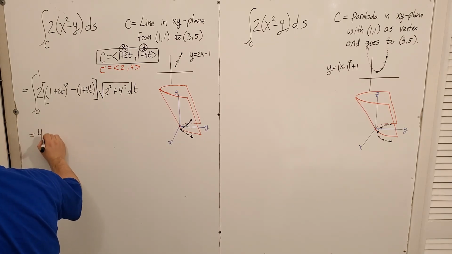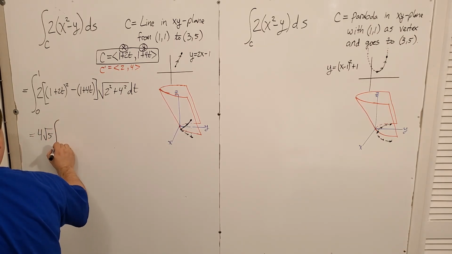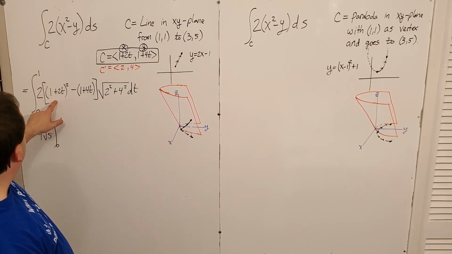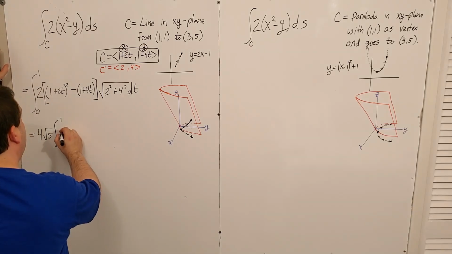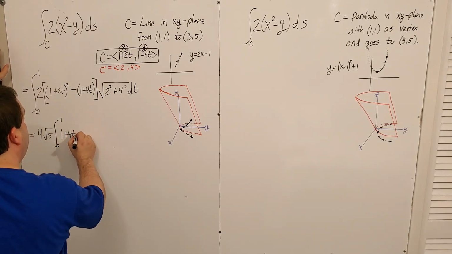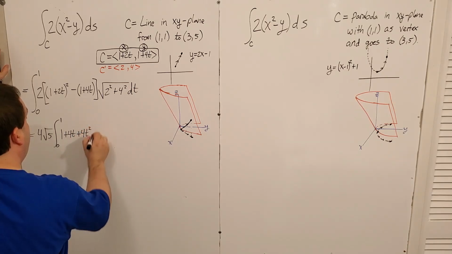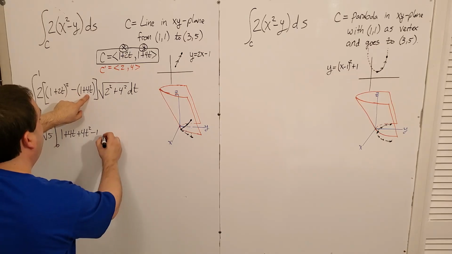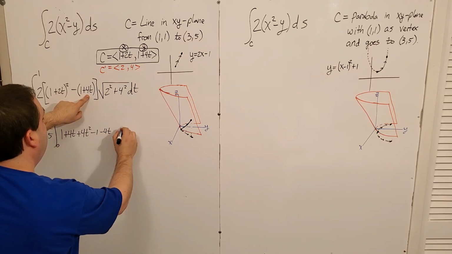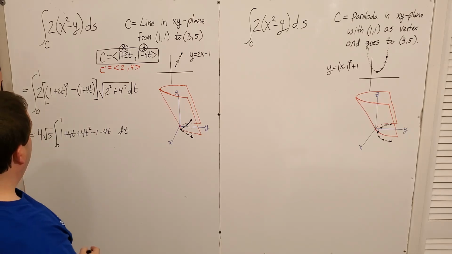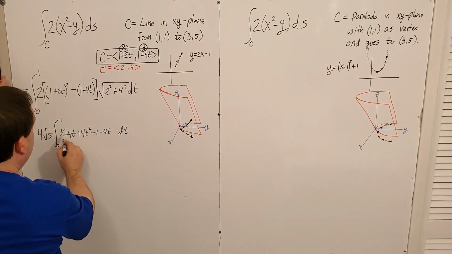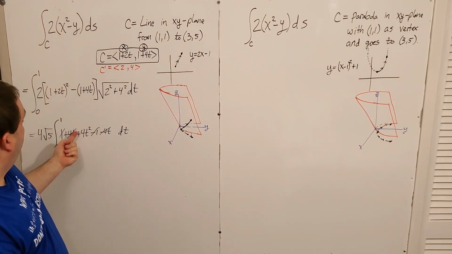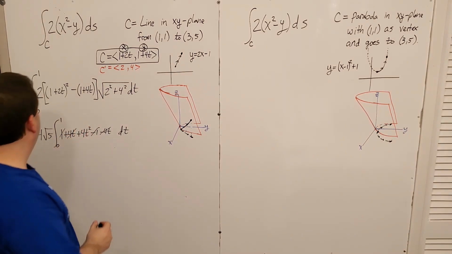So I have 4 square root of 5 out front, integral from 0 to 1. Let's go ahead and multiply this out. That's going to give me 1 plus 4t plus 4t squared, and then minus 1 minus 4t, and dt is still there. Well, this is nice. Plus 1 minus 1 plus 4t minus 4t. So all I'm really integrating is this guy right here.